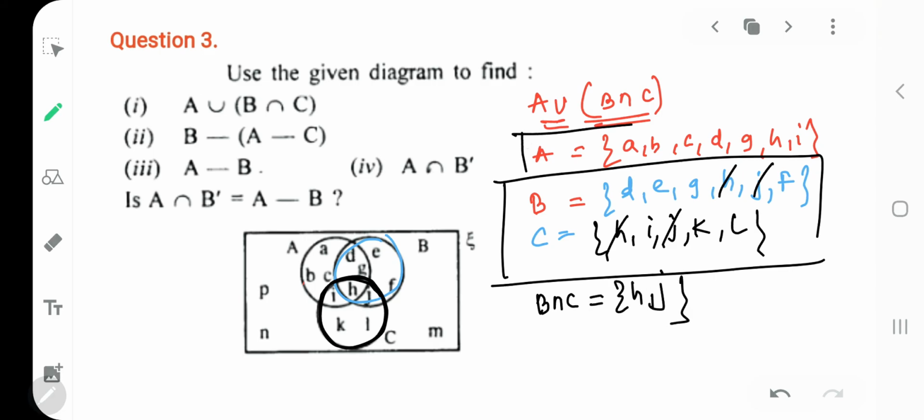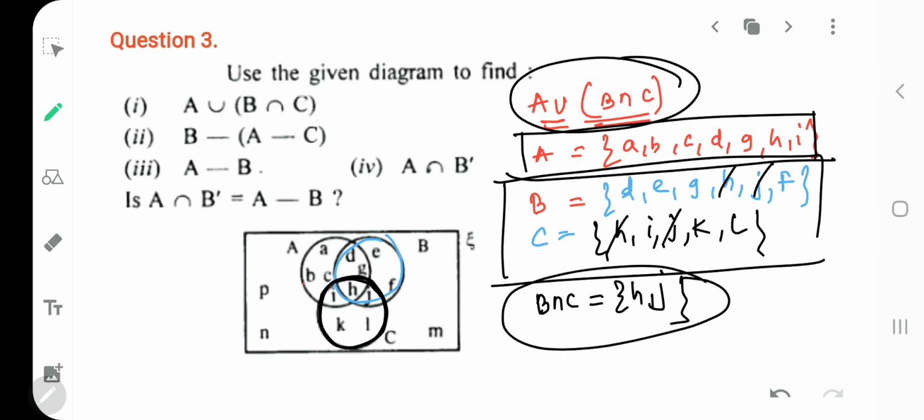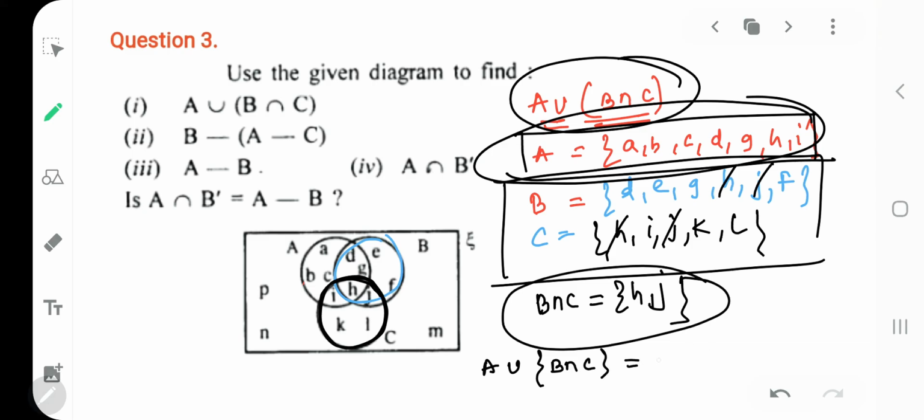Now you have to make union of A and B intersection C. So these both you have to take. So what is union? Union is making all elements together. So A union B intersection C is, you will include all of A, B, C, D, G, H, I, and you will also include H and J. Because H is already there, so we will just include J. Clear?